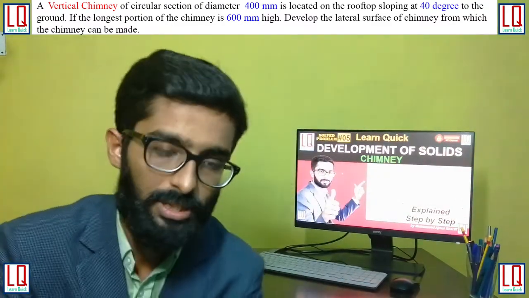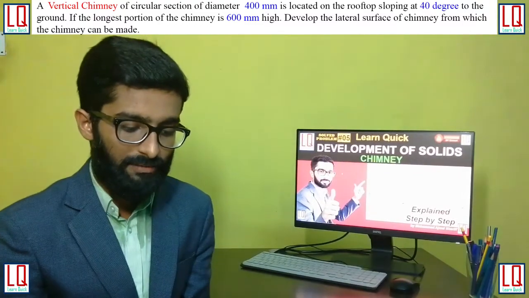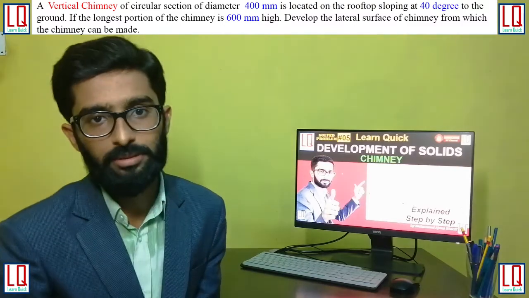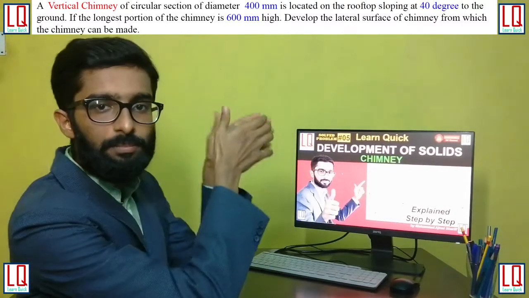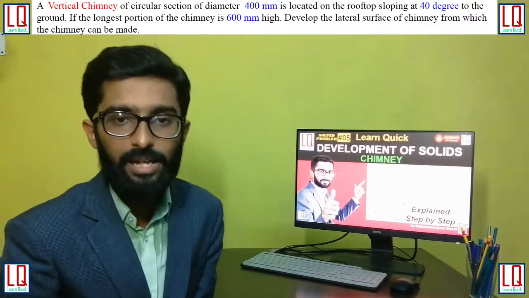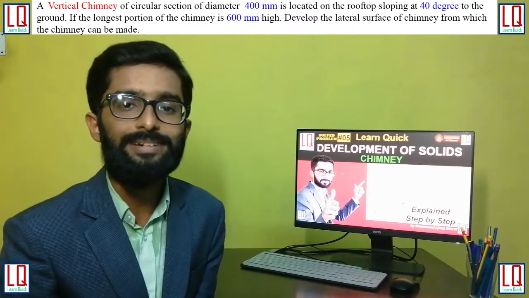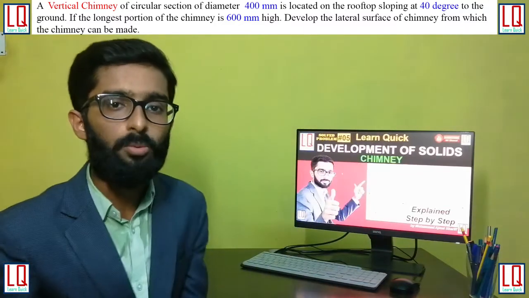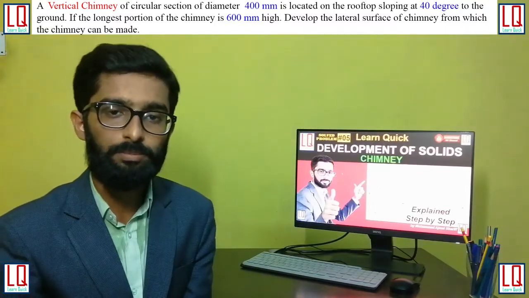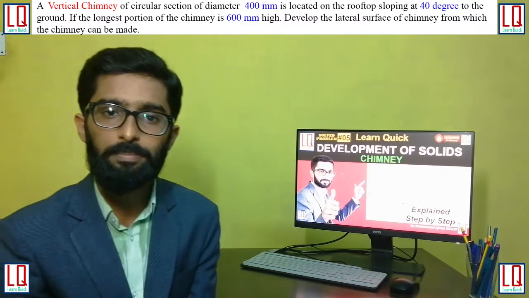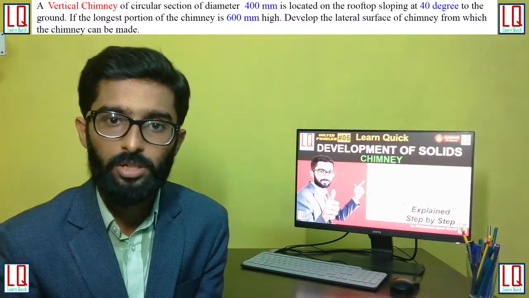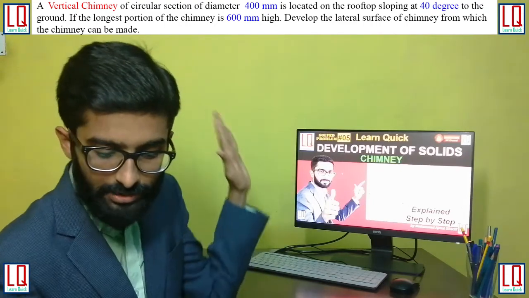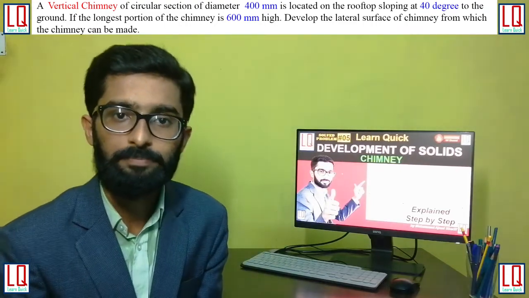The last part says to develop the lateral surface of the chimney from which the chimney can be made. To make the chimney, I need to know how much material I need, so I need to view the lateral surface of the chimney. If I unfold the chimney, how will it look? That's what we are going to do in this problem. So let's see how to develop the lateral surface of the vertical chimney to mount on the slope at 40° with the longest portion as 600 mm.